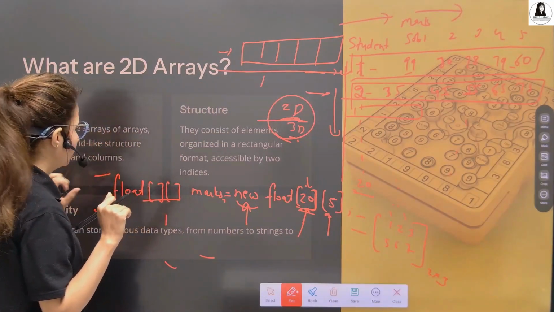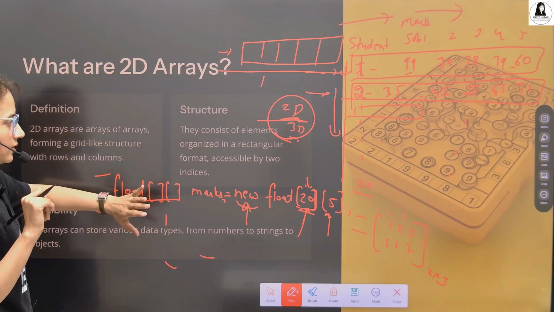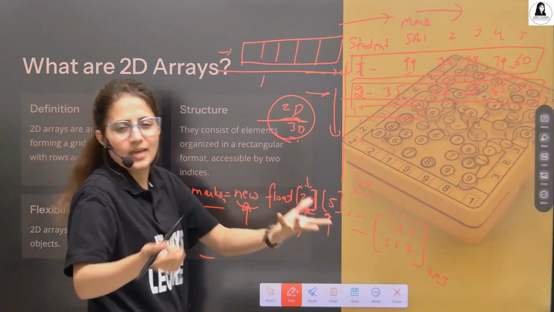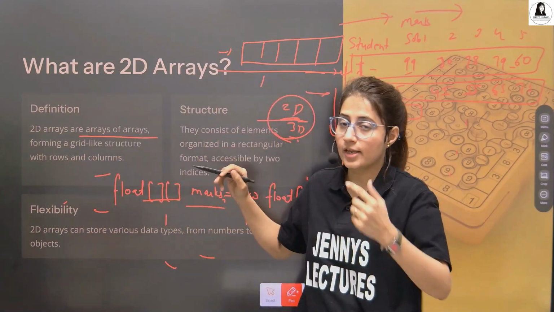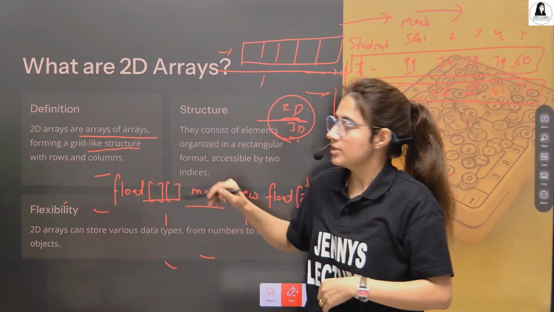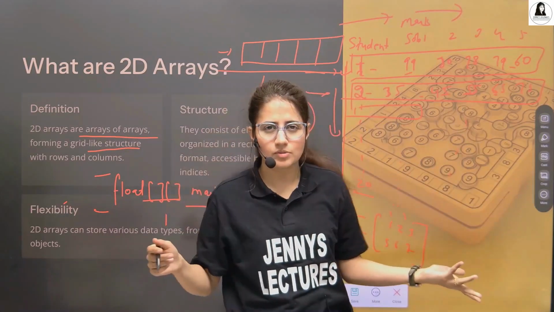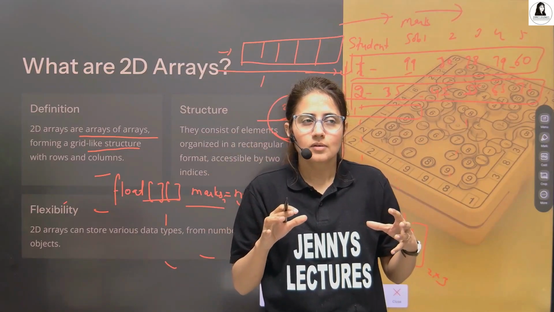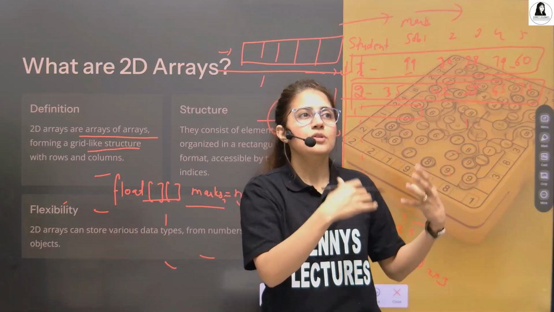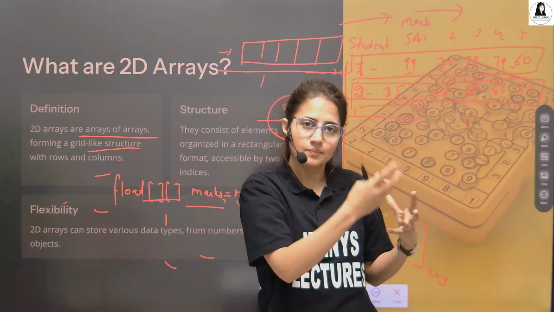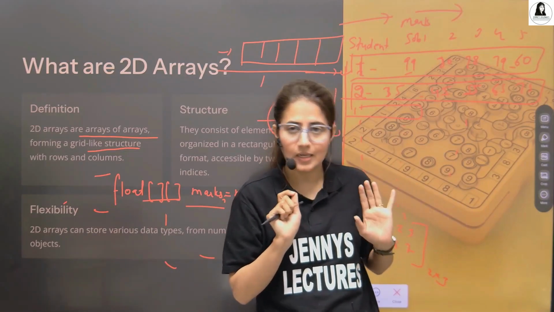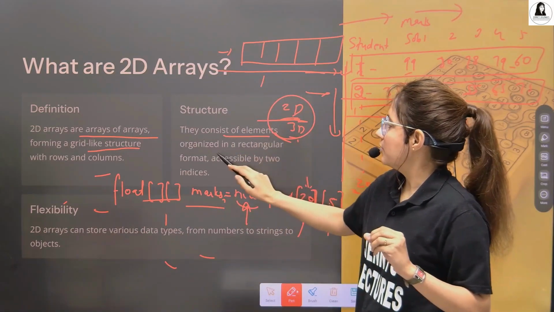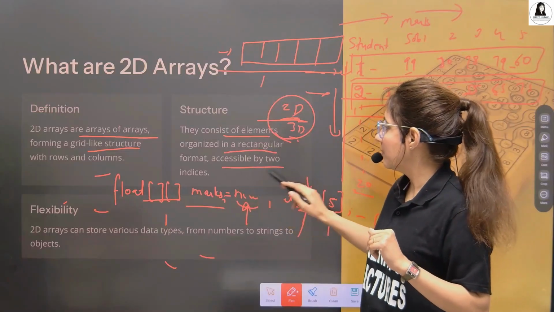Okay, now we have just created a 2D array. Now this is nothing but an array of 1D arrays. So 2D arrays are arrays of arrays, arrays of 1D arrays, forming a grid-like structure with rows and columns. So it is used basically to store tabular data, or if the data is in matrix form, if you want to solve matrix kind of questions, then we store those matrices using 2D arrays in computer memory. They consist of elements organized in a rectangular format and accessible by two indices.